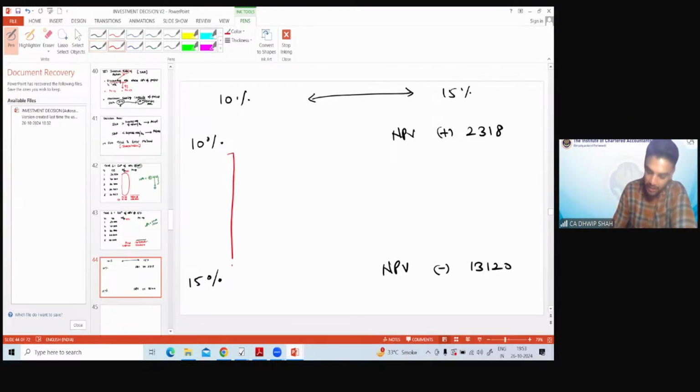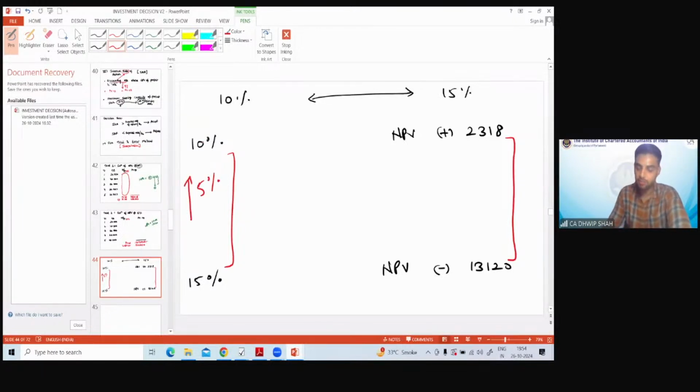Any query so far? When my discounting rate was 10%, my NPV was positive 2318. When I increase this rate by 5% and take the discounting rate to 15%, my NPV drastically fell by how much?